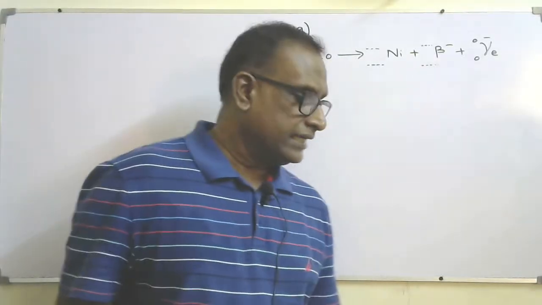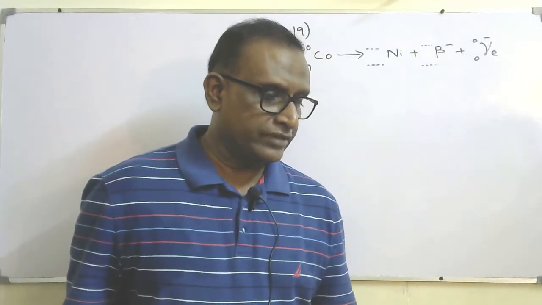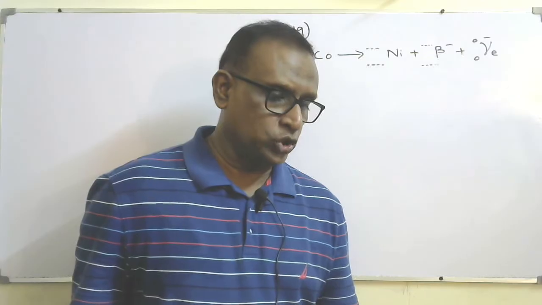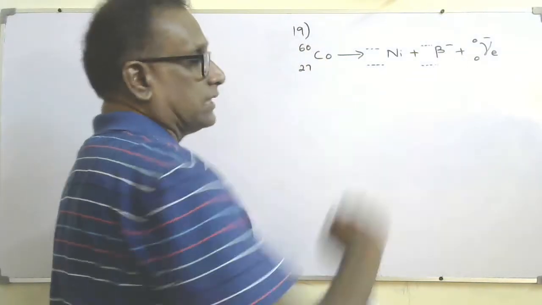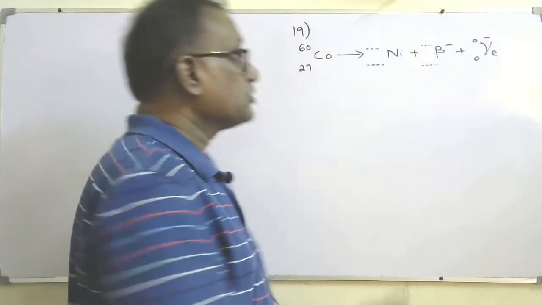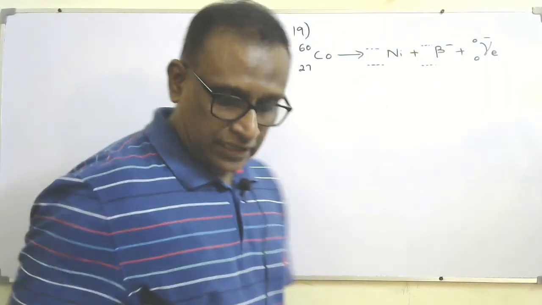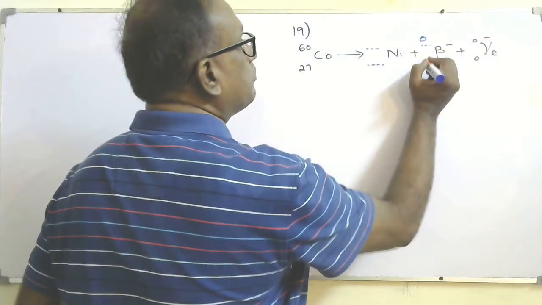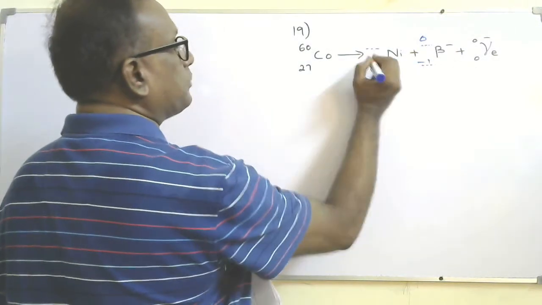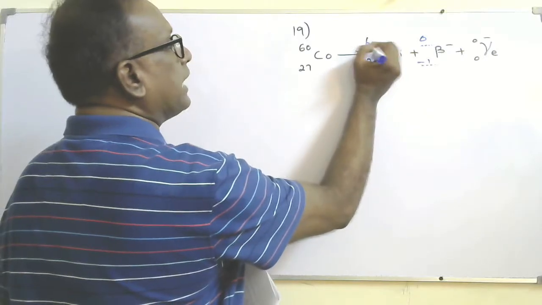Okay, question 19. Cobalt-60 is a source of gamma radiation. Gamma radiation can be used to sterilize medical equipment, and this reaction is given and they asked to balance it and put the values. We should know beta minus is 0, minus 1, so balance it. So it should be 28 and this would be 60.